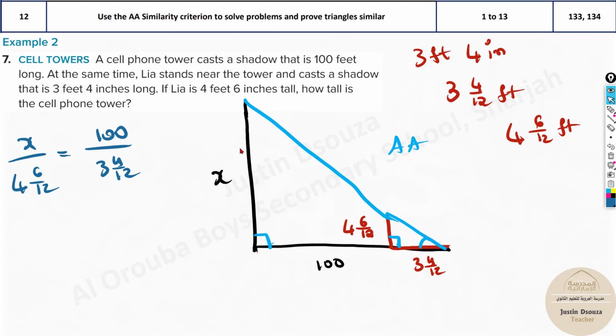I hope this triangle is clear. This is the height of the tower. This is the height of Leah. This is the height of the shadow, and this is Leah's height, Leah's shadow. So they are proportional to each other.